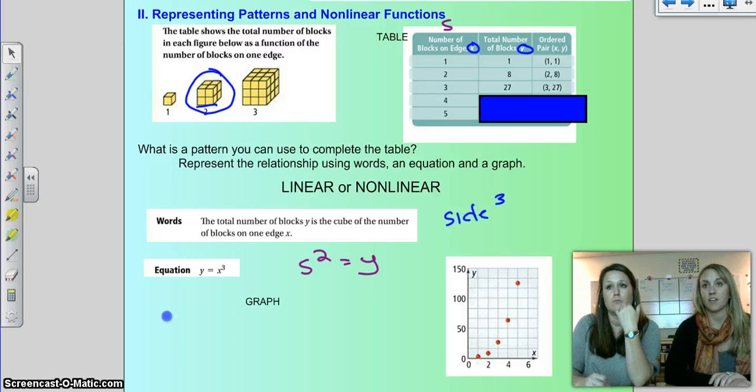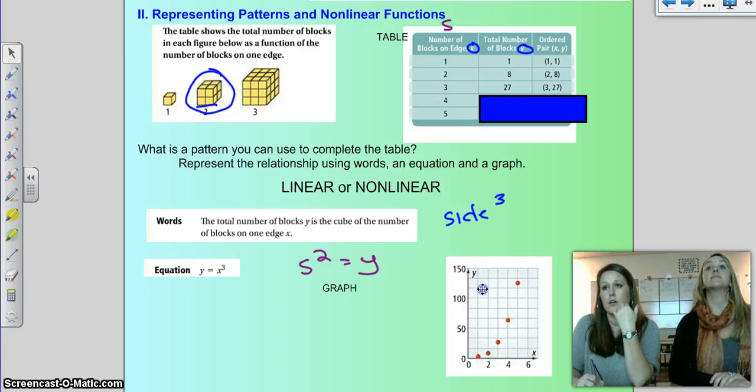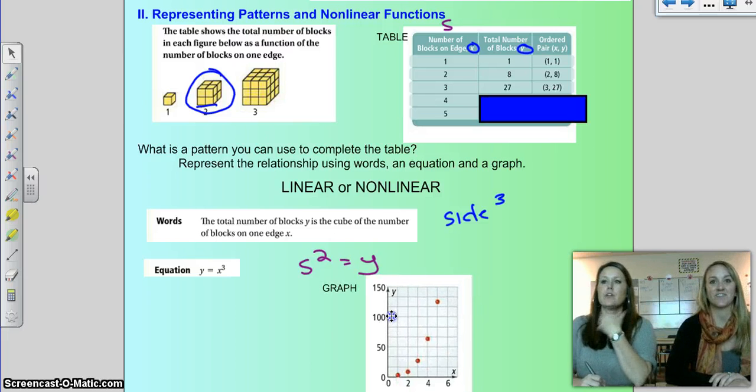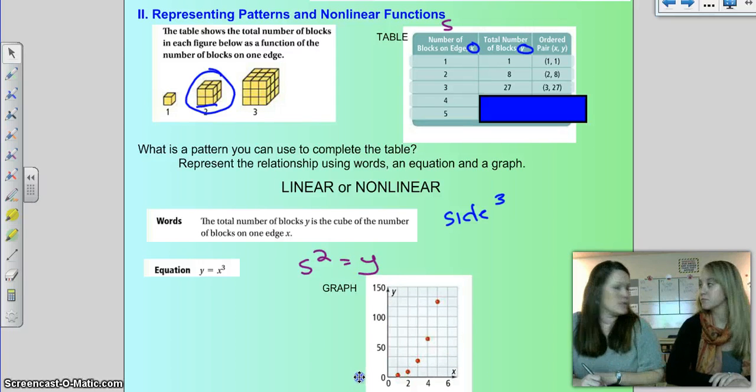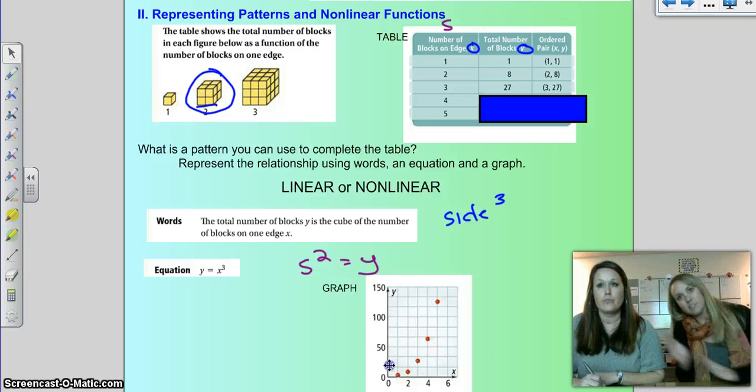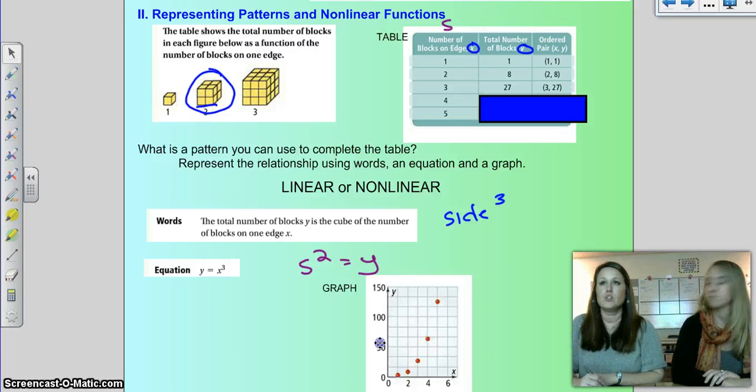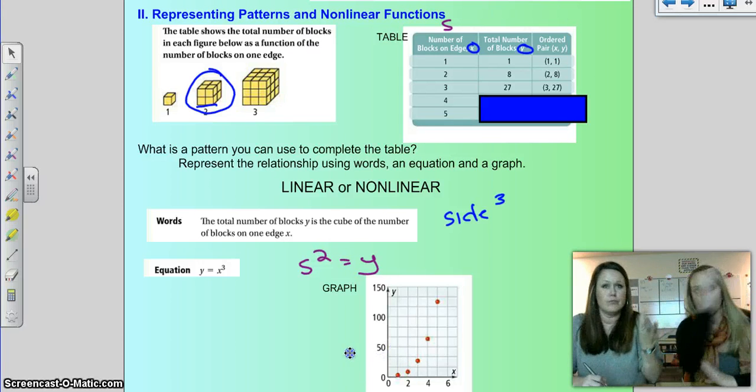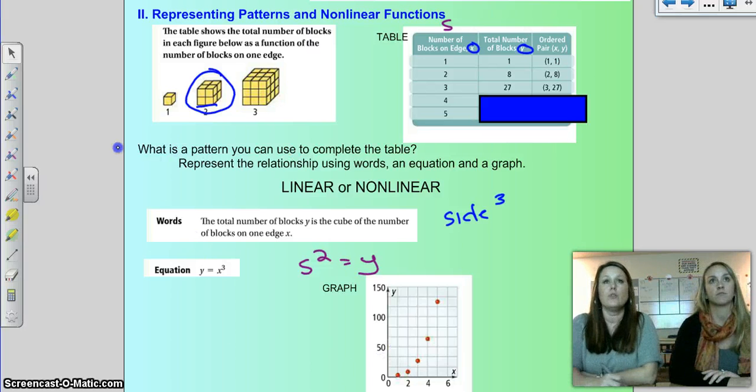Here's our graph. That's our face. Okay. So again, you can see. Now, is this linear? Well, it's curving. It's got a twist to it. So it's not linear. Yep. Okay. So you would circle nonlinear. Right. I need to do that right here. Here we go. Nonlinear. Cool.